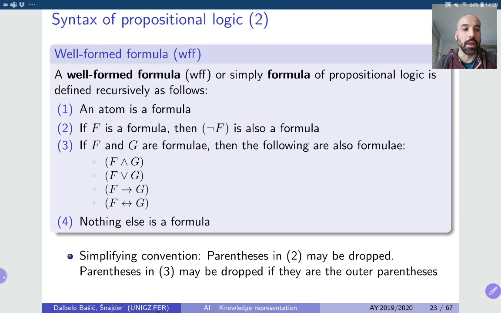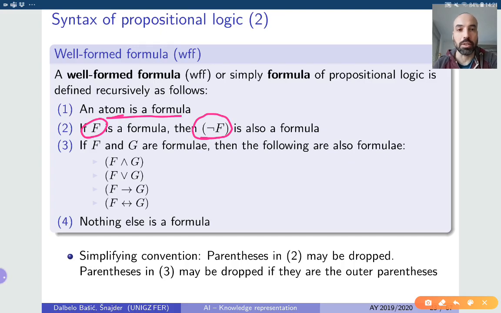Okay. Now, once we have the alphabet, we need to define the grammar. Essentially, the grammar is defining what are the valid strings of the language, right? So in this case, what are the syntactically valid formulas? And the syntactically valid formulas are called well-formed formulas, or WFF. A well-formed formula, or simply the formula of propositional logic, is defined recursively using the following four rules of grammar. First, an atom is a formula. And then once we have a formula F, we can always simply put a negation in front and parentheses around it, and this is going to be a well-formed formula as well.